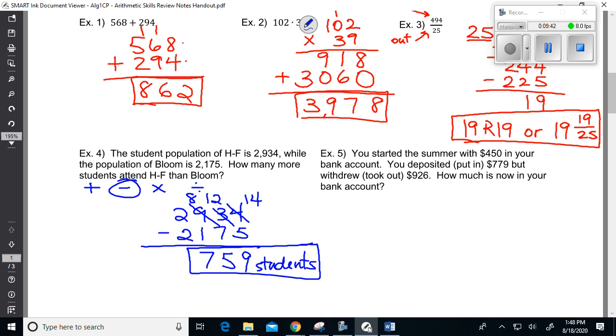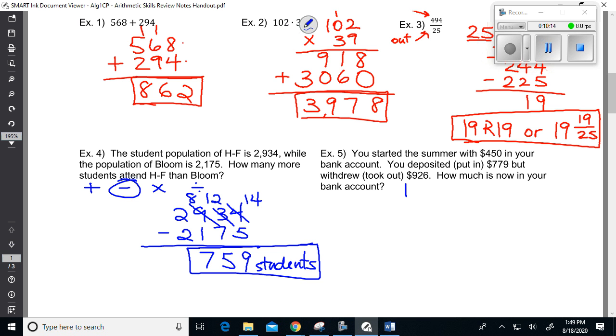Any questions? Example 4. Sounds good to me. And example 5. You started the summer with $450 in your bank account. If you deposited, put in $779, but withdrew, took out $926. How much is now in your bank account?